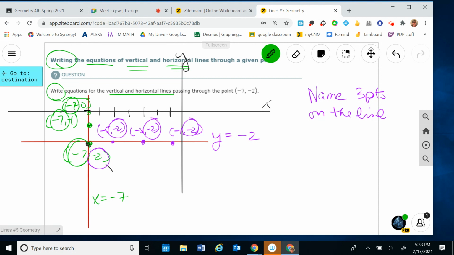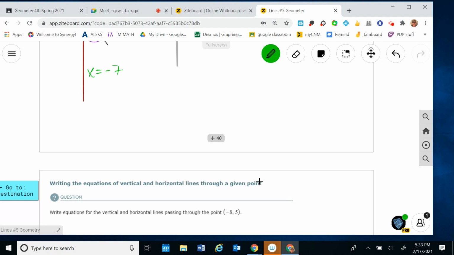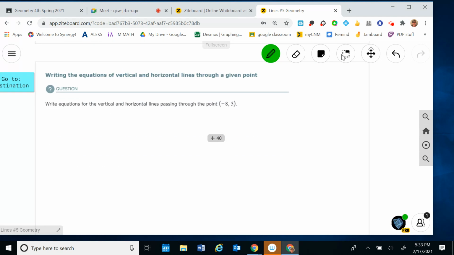In other words, you guys, look, to get to anywhere on this line, all you have to do is go x equals -7, and you can jump anywhere up or down, and you'll be on the line. Same way here. No matter where you go on the x, you're always going to drop down to -2. It's like they moved the floor down 2 feet, and you're just dropping down every single time. Okay, let's see if you can try this one. Pause it if you need to.